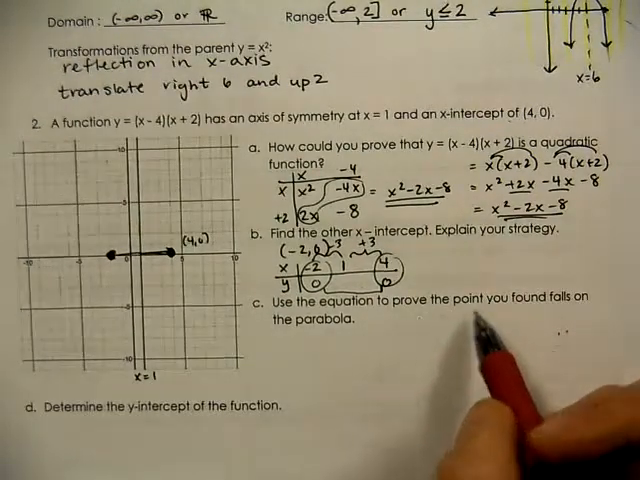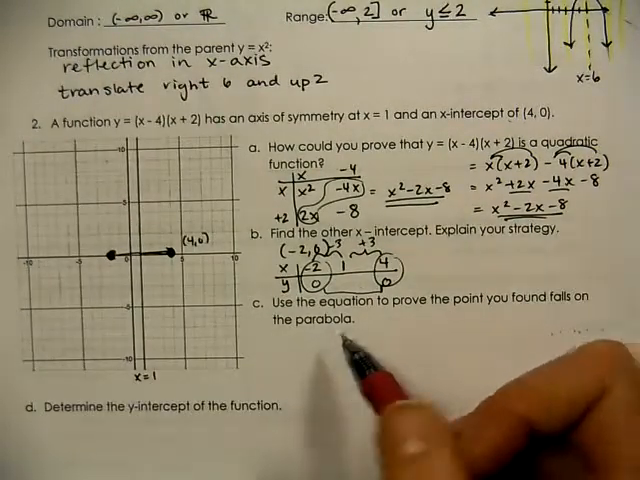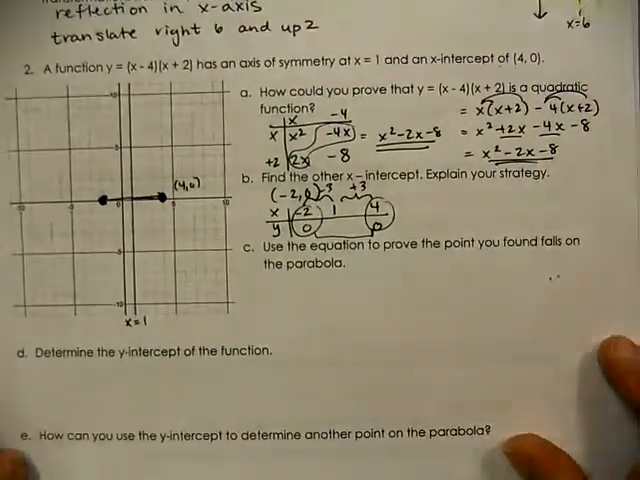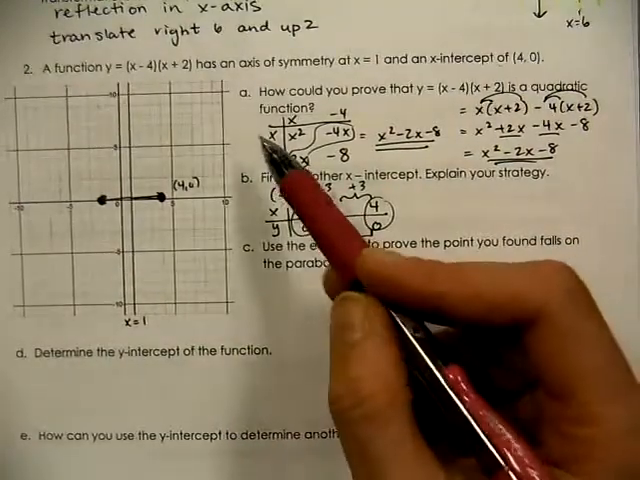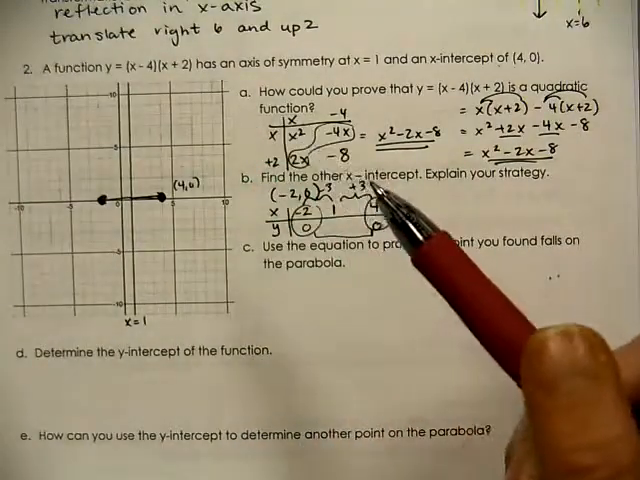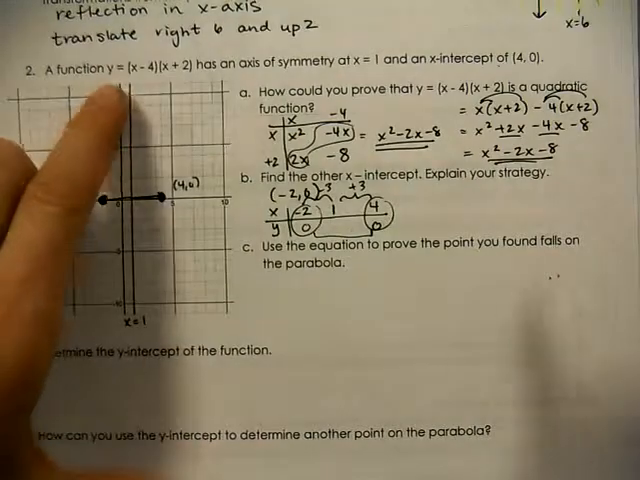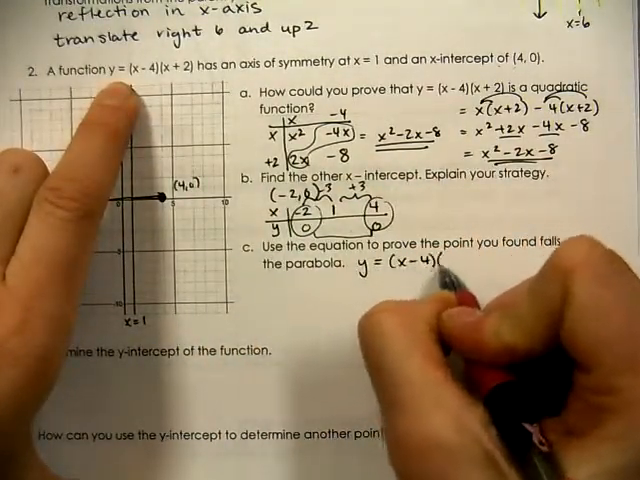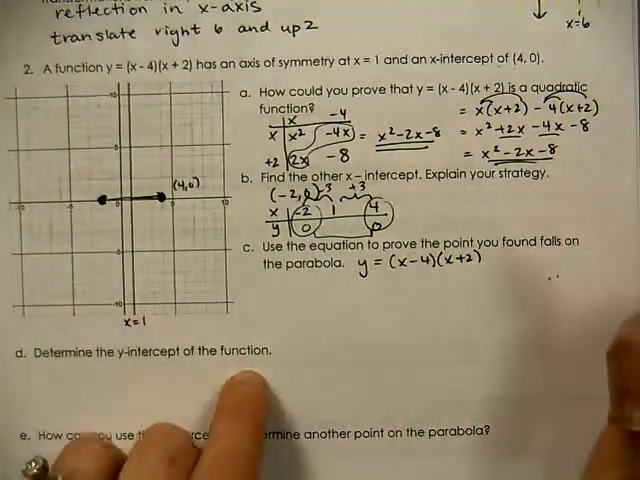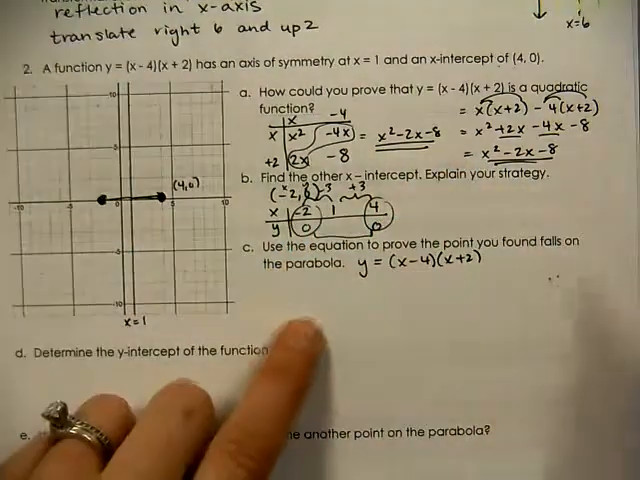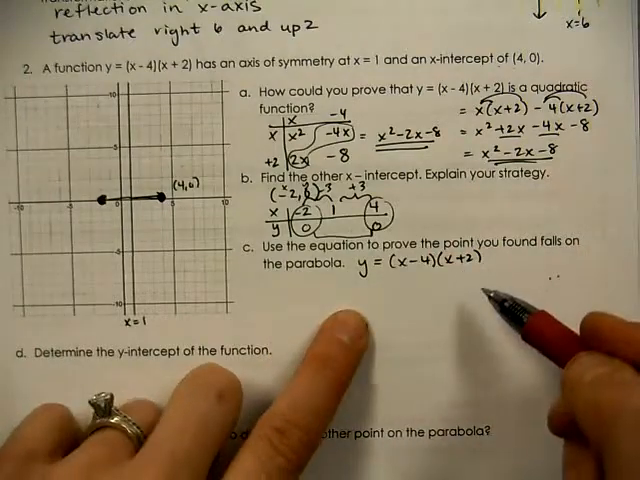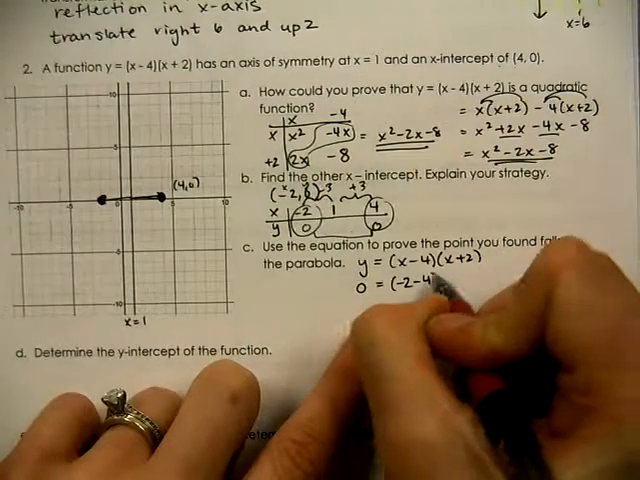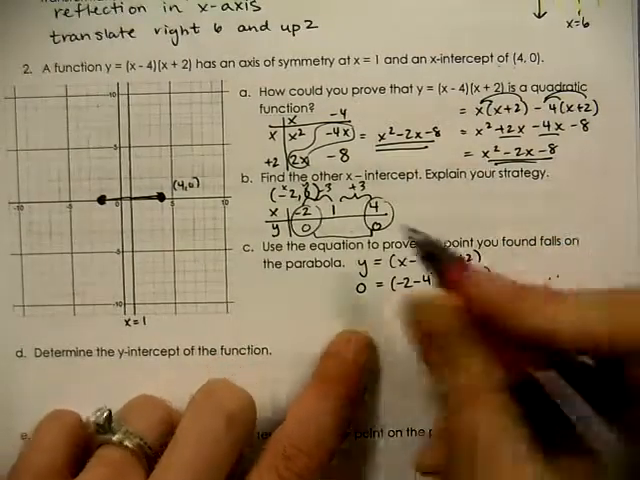So then it says use the equation to prove the point you found falls on the parabola. So we're testing the point -2, 0. If you think back to first semester, we did a lot of this, verifying that that point was a solution or on that function. We were typically doing it on the line. But if I look at this, if I have y equals x minus 4 times x plus 2, I can substitute in x is -2 and y is 0, and if I get a true statement, that point is on that parabola. So I have y is 0, -2 minus 4, -2 plus 2, and I just simplify.